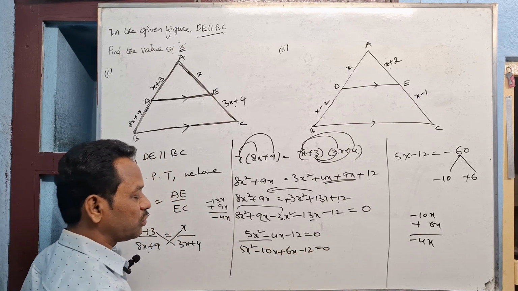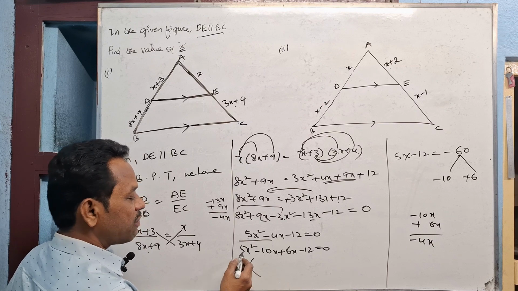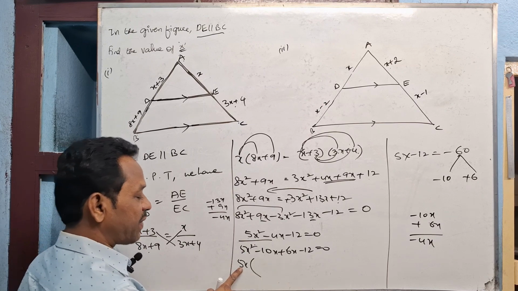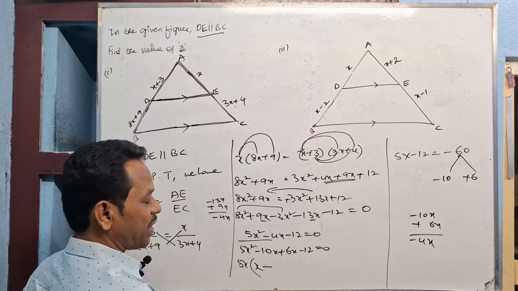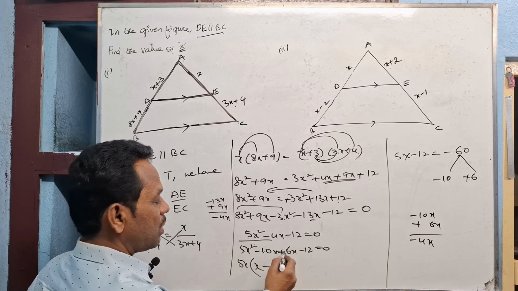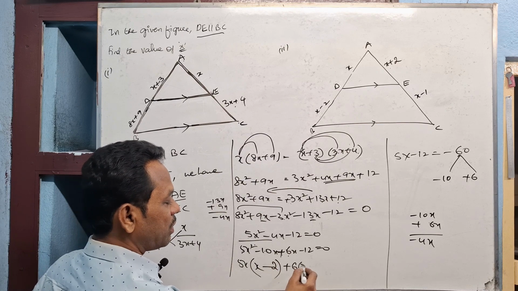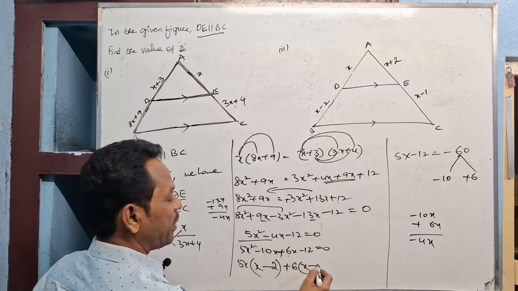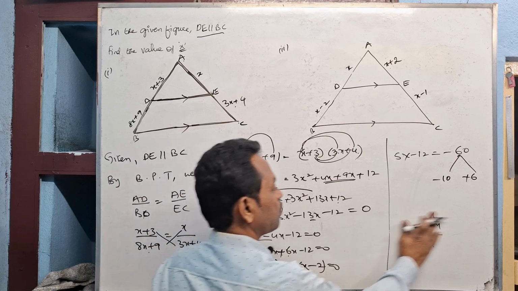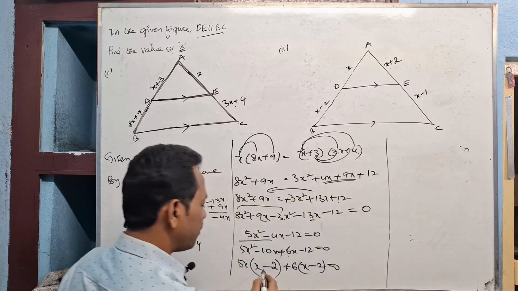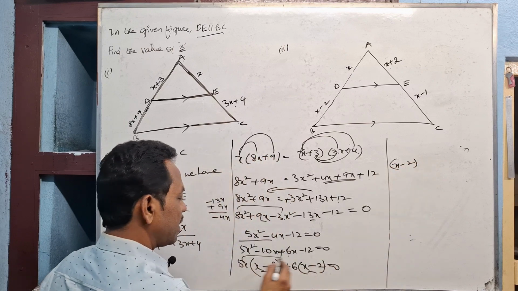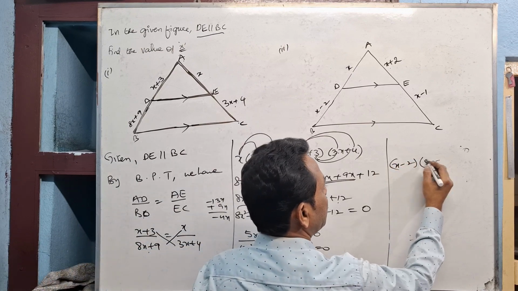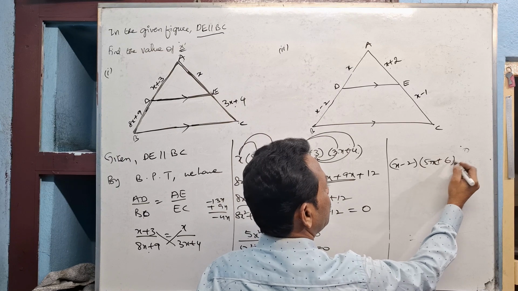From these first two terms, let me take 5x common. From 5x square, if I take 5x common, we have x minus 2 here. Now I'll take plus 6 common from the other two terms, so x minus 2 again. So here we have two same factors. Let me take x minus 2, and the other factor is 5x plus 6, equal to 0.